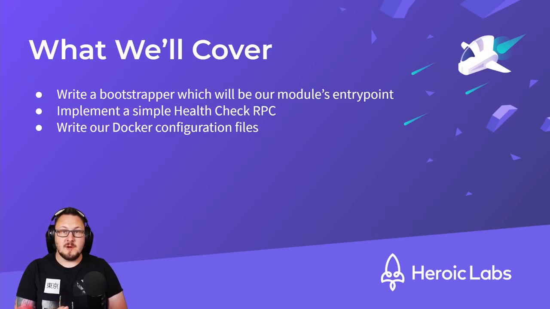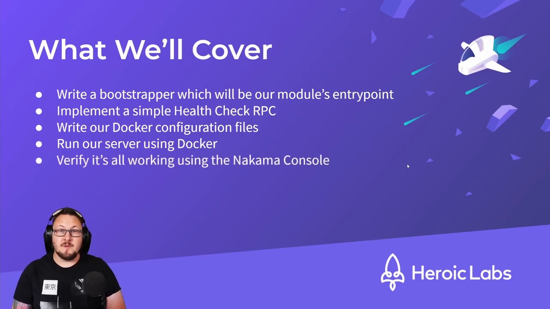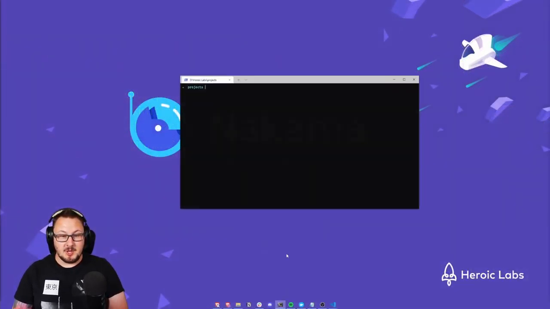This includes the Dockerfile, docker-compose.yaml file, and we'll also write a local.yaml file to configure our Nakama server instance. Once the configuration files are in place, we'll run the server using Docker and then verify that it's all working using the Nakama console. Okay, let's start by opening up the terminal and creating a directory for our project.